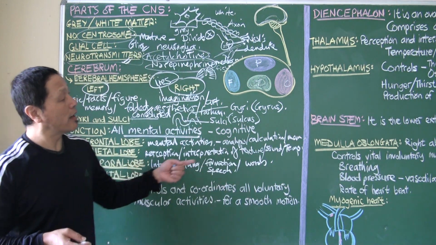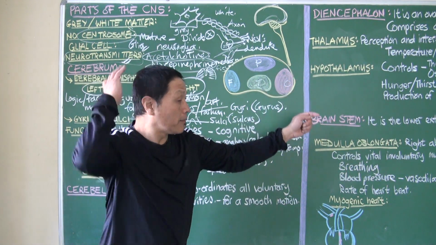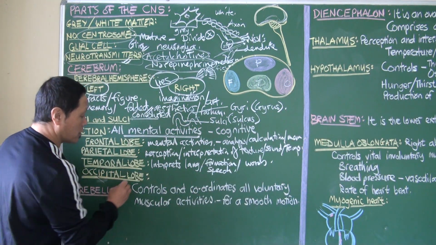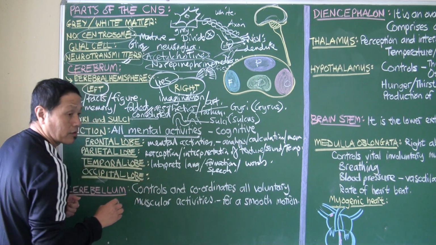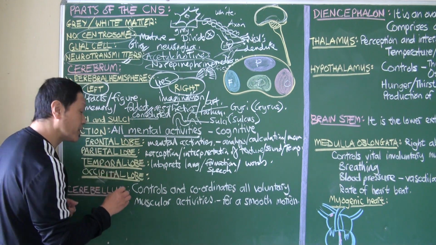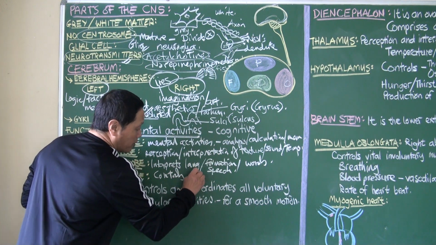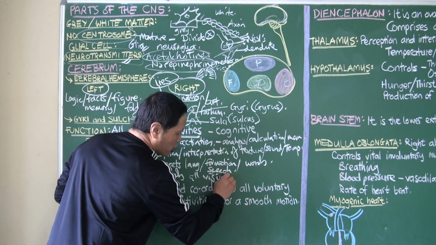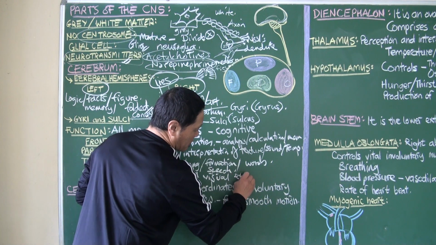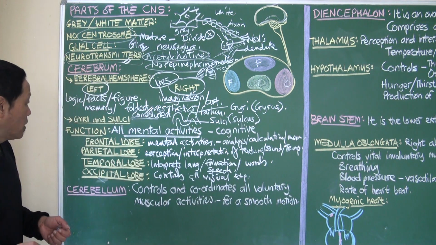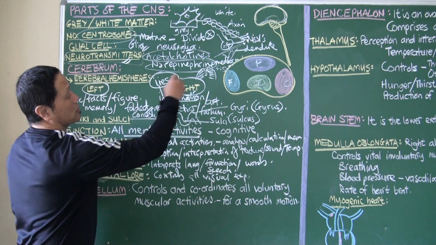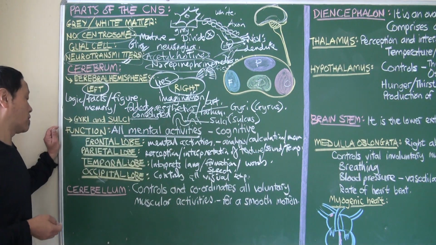Then lastly we have the occipital lobe. This is the back part of the head. So this is related to visual experience. So let's say it controls all visual experience. So these are the different parts of the cerebrum and its function.